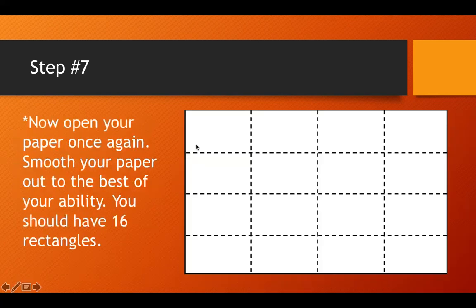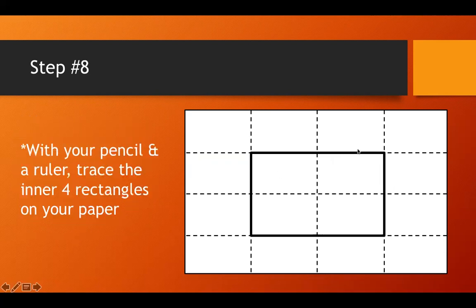So when you open your paper back up, now you have 16 rectangles. If you do not, you did something incorrect, and you need to try again. That's why I sent home 2 papers for you. You should have 16 rectangles. And remember, you're not drawing these dotted lines. These are just where your fold should be on your paper. Okay, these are very important to creating our one-point perspective room.